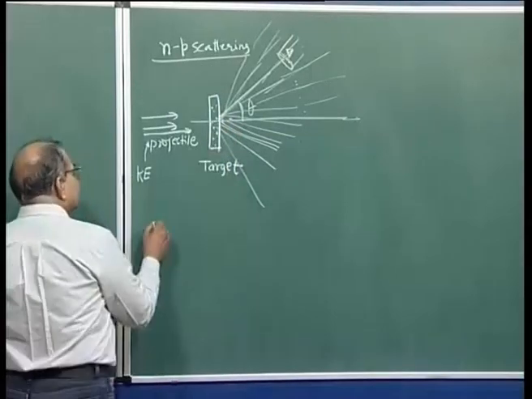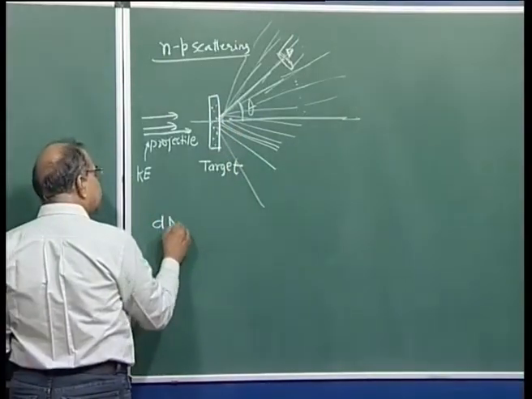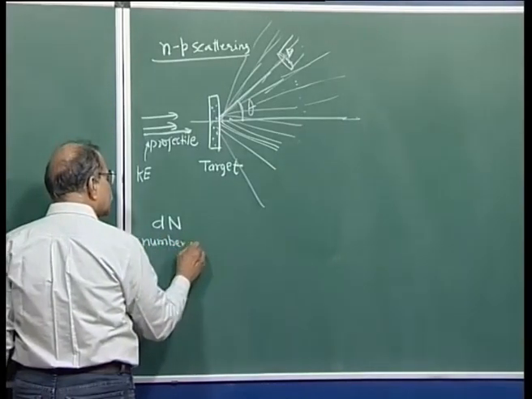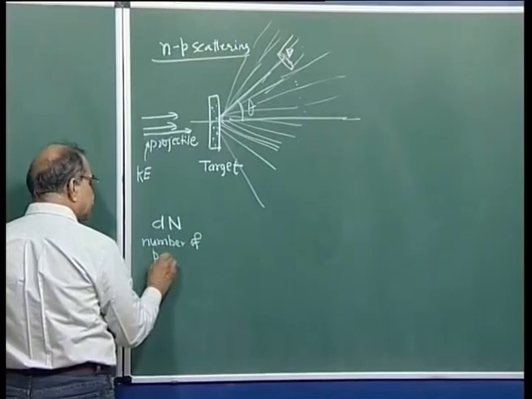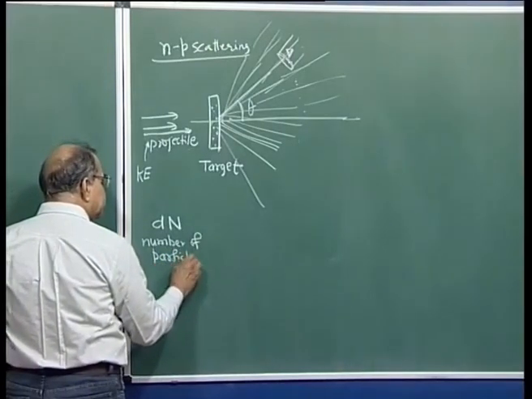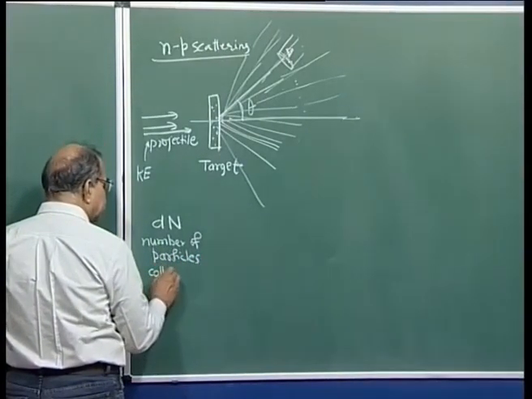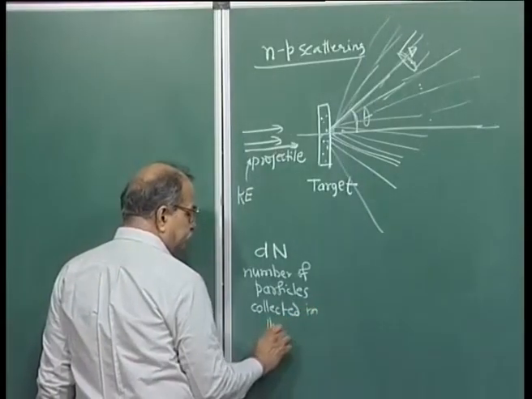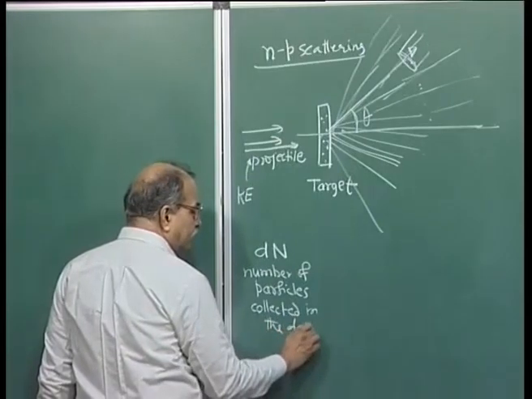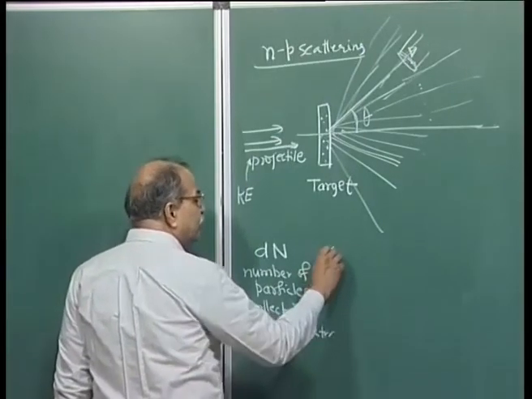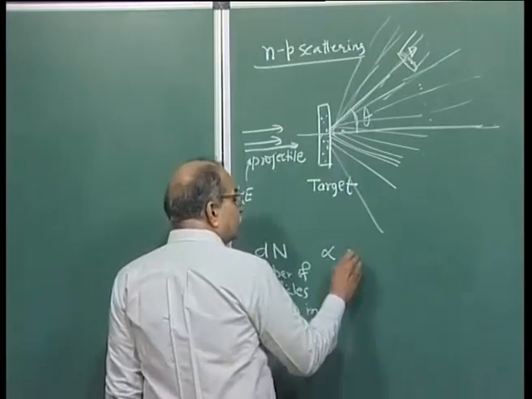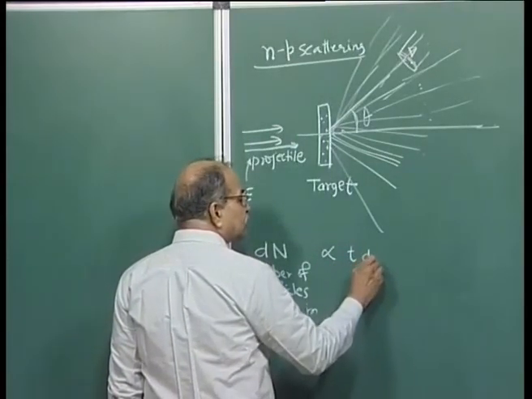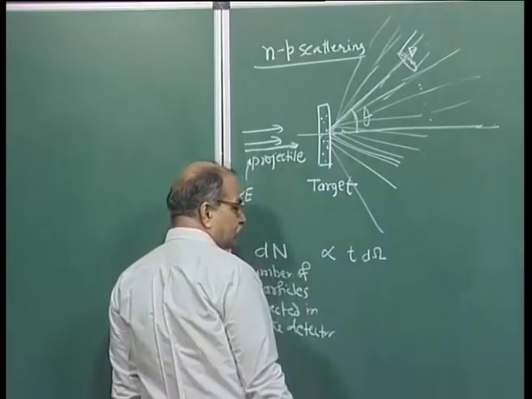So, let us say the dN, what is dN? Number of particles collected in the detector. This should be proportional to time, this should be proportional to d omega, okay.